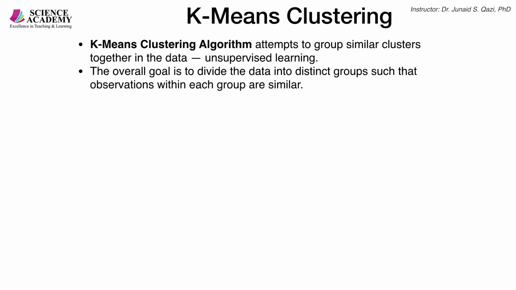So we got a brief overview of unsupervised machine learning. Let's move on to the algorithm that we are going to use. This is k-means clustering. The k-means clustering algorithm attempts to group similar observations together in the data in unsupervised learning. The overall goal is to divide the data into distinct groups such that the observations within each group are similar. So we want to separate similar observations into similar groups.